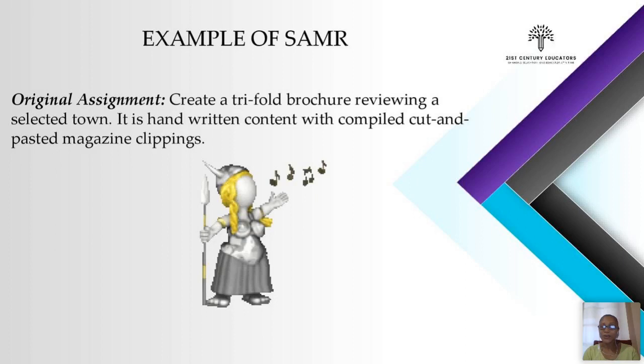All right, so we're going to actually try it with an assignment. The assignment that is non-tech would be create a trifold brochure reviewing a selected town. It is handwritten content with compiled, cut and pasted magazine clippings. How can we now move to substitution? So remember, the substitution has no functional change. So that's just like the record player that we would have used as our example. So how can we now move from a trifold brochure that has handwritten content and that we cut and paste magazine clippings? Any ideas of how we can move that now to substitution?